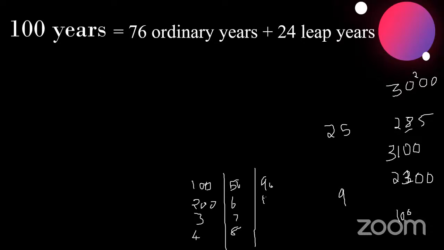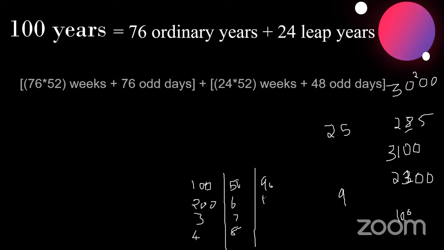So up to 76 years, how will we calculate? 76 into 52 weeks, plus 76 odd days, because in one ordinary year, we have one odd day. Up to 76 ordinary years, we get 76 odd days.